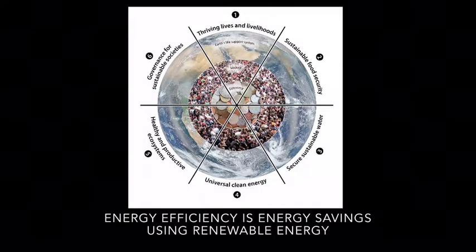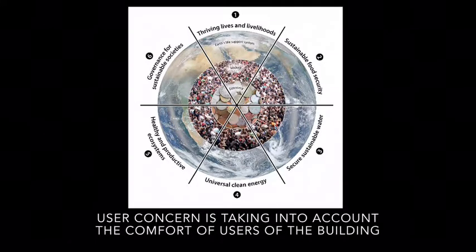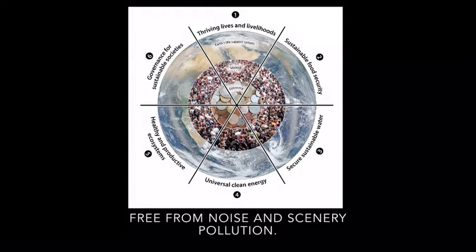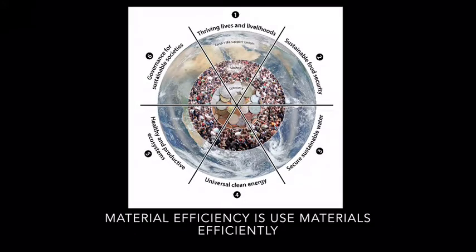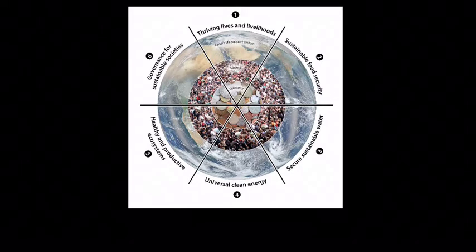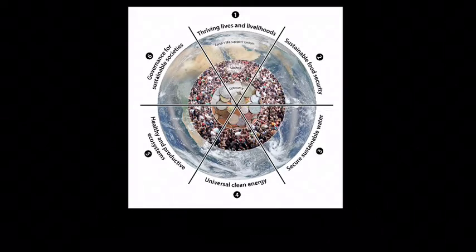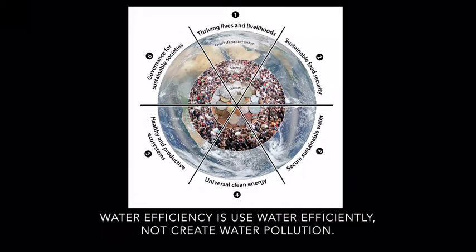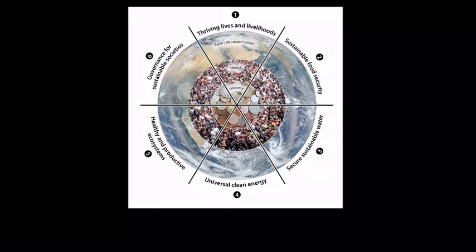Energy efficiency is energy saving using renewable energy. User concern is taking into account the comfort of the user of the building, free from noise and scenery pollution. Material efficiency is using material efficiently, recycling material. Do not use materials that are toxic to residents. Water efficiency is using water efficiently, not creating water pollution.